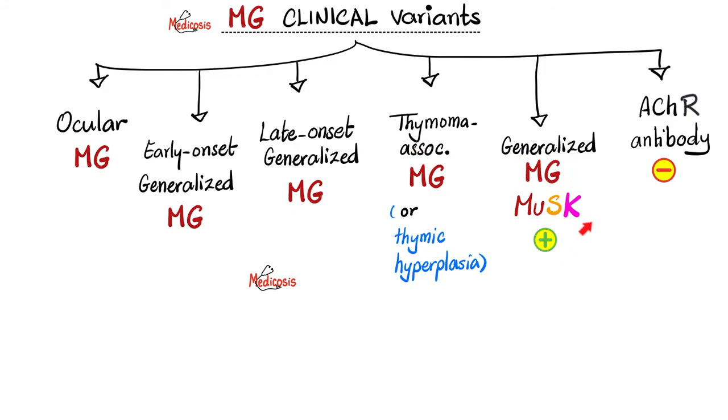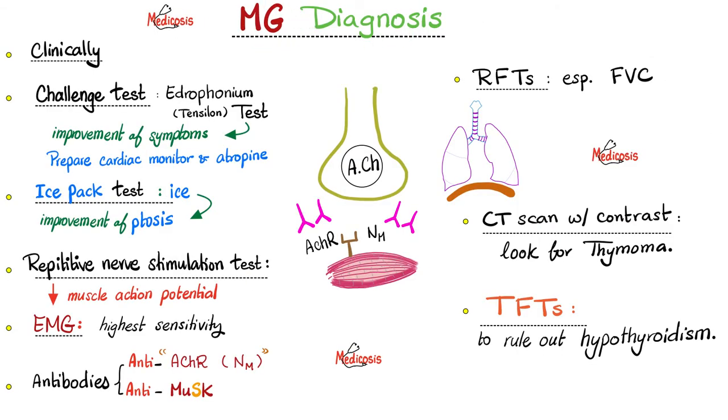Generalized myasthenia gravis, that is anti-MuSK positive. And then there are some patients who do not have acetylcholine receptor antibody. How can we diagnose myasthenia gravis? You do so clinically, and we have challenge tests.